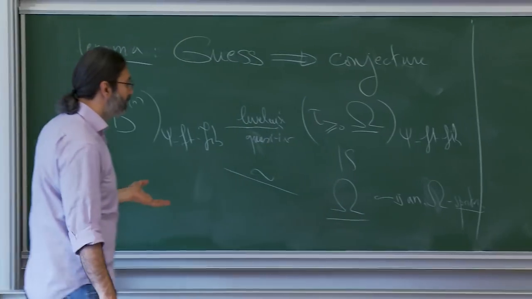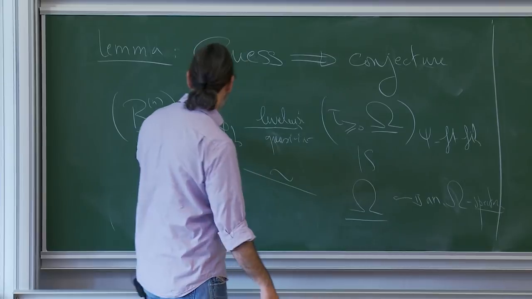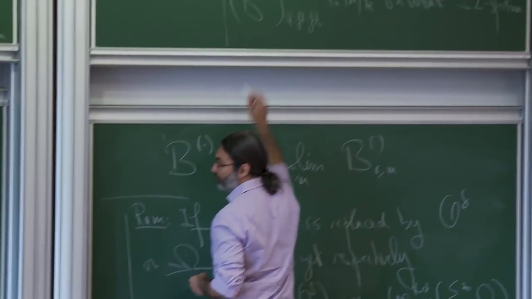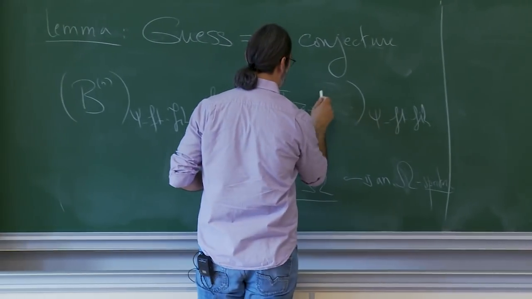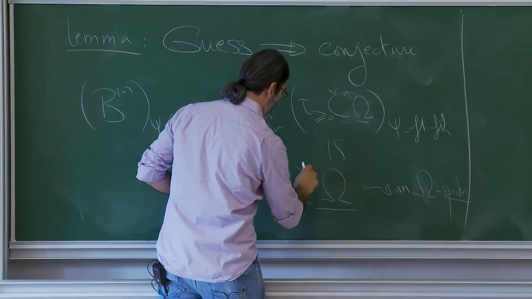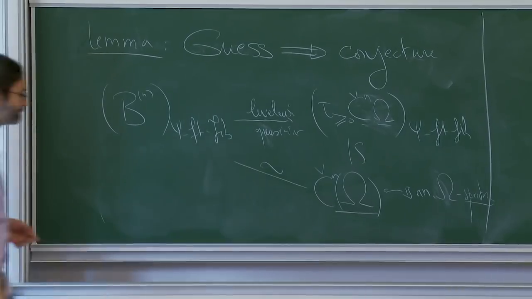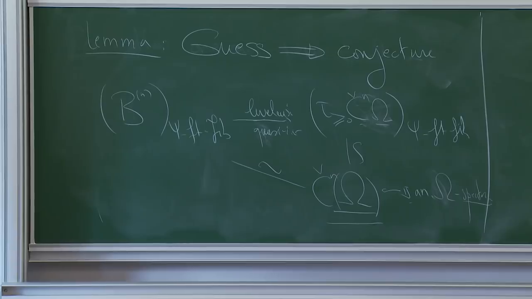So this looks like it's giving much more because it's telling us what this guy is, but in fact we know that if this gadget here is an omega spectrum, then we know what it is. It is this. And here, of course, I forgot to put the Čech everywhere. Okay, so this is an omega spectrum, by the notation that I just introduced.